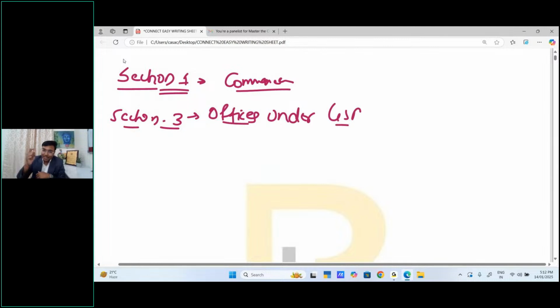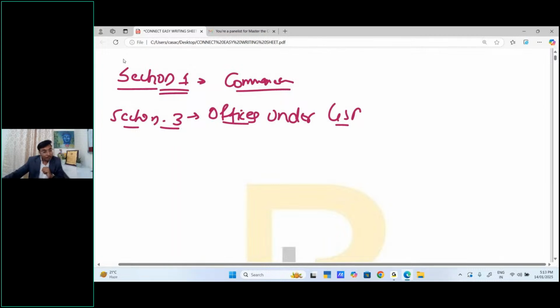Number 3, perception: number 3 is something bad. So under GST, the authority who is going to correct the bad things is my officers. You can say officers: principal chief commissioner, principal commissioner, commissioner, additional commissioner, joint commissioner, assistant commissioner, superintendent, or any other prescribed officer. That is the list which is given in this particular section. Okay, so section number 1, commencement. Section number 3, perception, bad. The authority who is going to correct the bad things, that is the officers under GST.